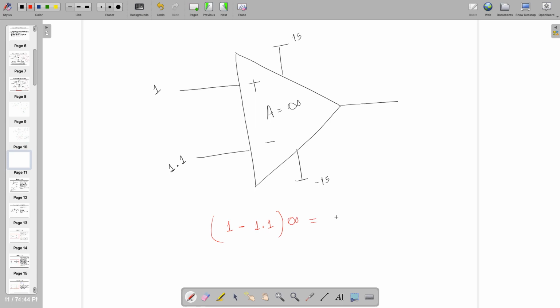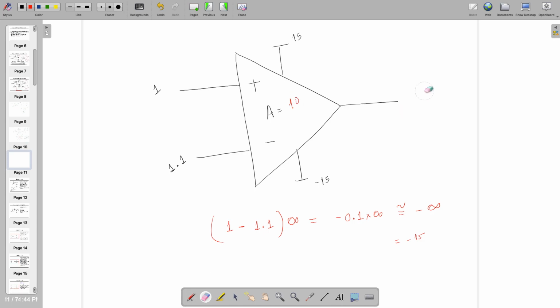By the way, the gain of the amplifier is infinity, so this is going to give you minus 0.1 times infinity. You can approximate it to minus infinity. However, this particular amplifier cannot go to minus infinity, but it will limit itself to minus 15. So output will be minus 15. If I change it accordingly, output will change. But what if the gain is not infinity? If the gain is 10, what is going to happen?